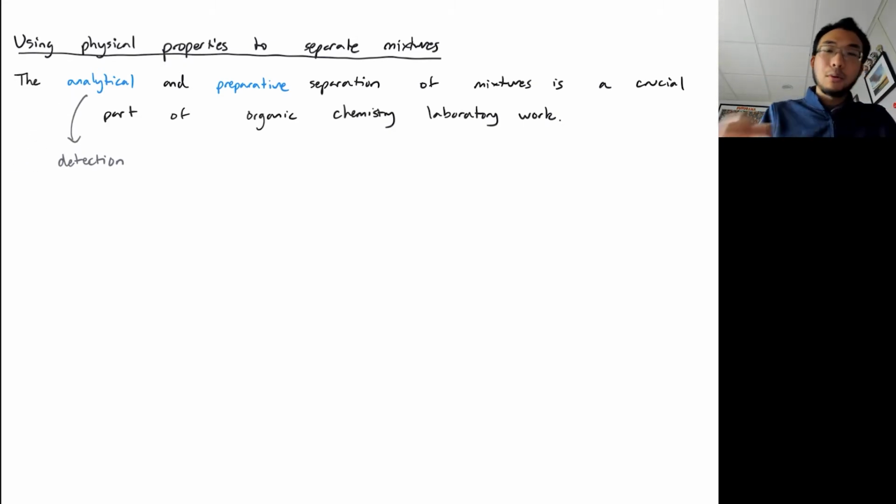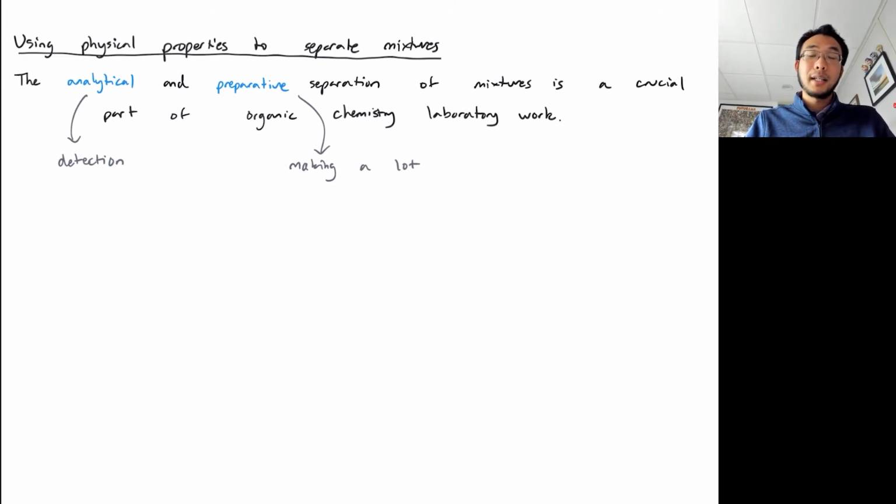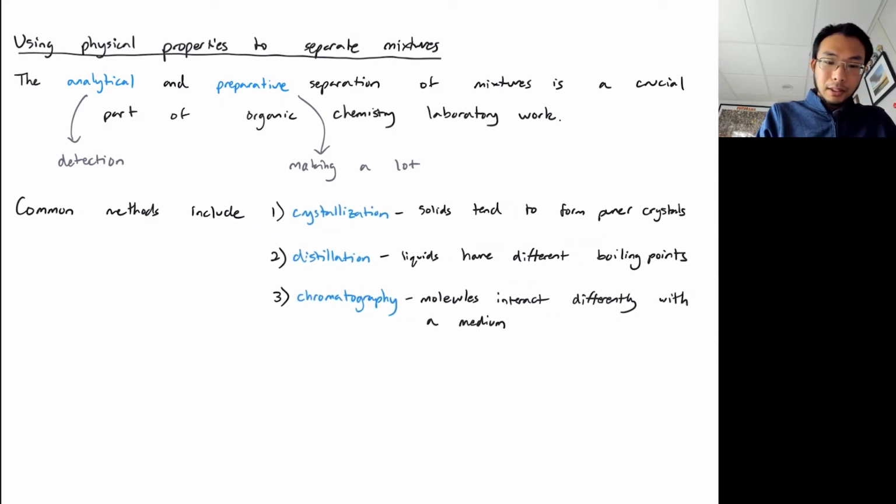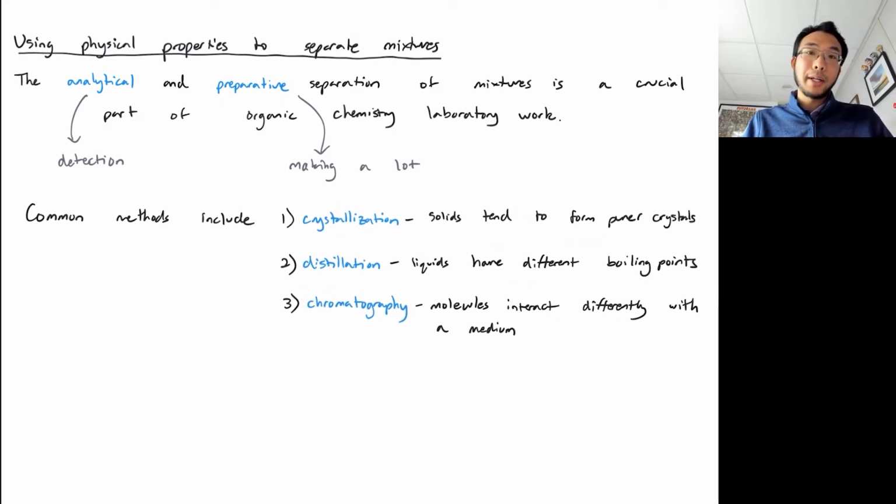When we say analytical, what we mean is that we need to be able to detect whether or not there is a mixture in the first place. And when we say preparative, what we mean is we need to be able to make and purify large amounts of important chemical products. So common methods for separating mixtures of molecules are these three right here.